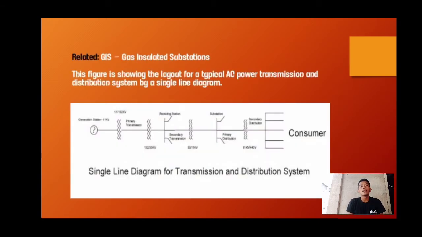Related: GIS, gas insulated substation. The figure shows the layout of a typical AC power transmission and distribution system by a single line diagram.